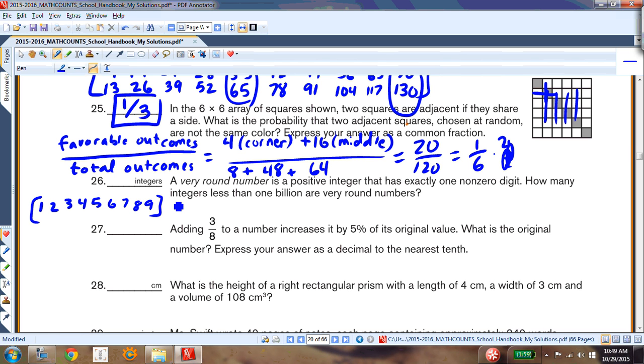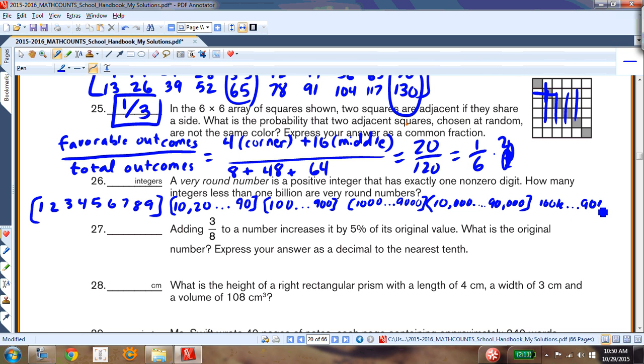And then we have 10, 20, all the way up to 90. And then we have 100, all the way up to 900, 1,000, all the way up to 9,000. Probably see where I'm going here. 10,000, all the way up to 90,000, 100,000, all the way up to 900,000.